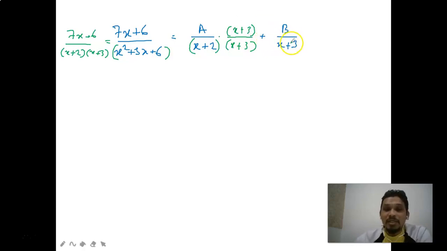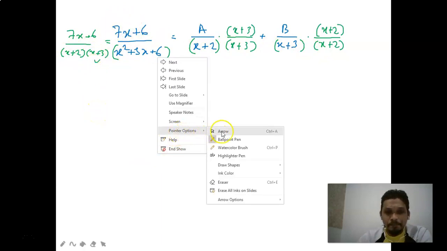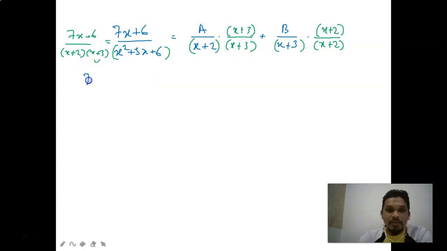And what about this one here now? Yes, we only have x plus 3, and we need another x plus 2. So multiply with x plus 2 and also x plus 2. Okay, so the denominators for both fractions are equal. So now we may compare the numerator.